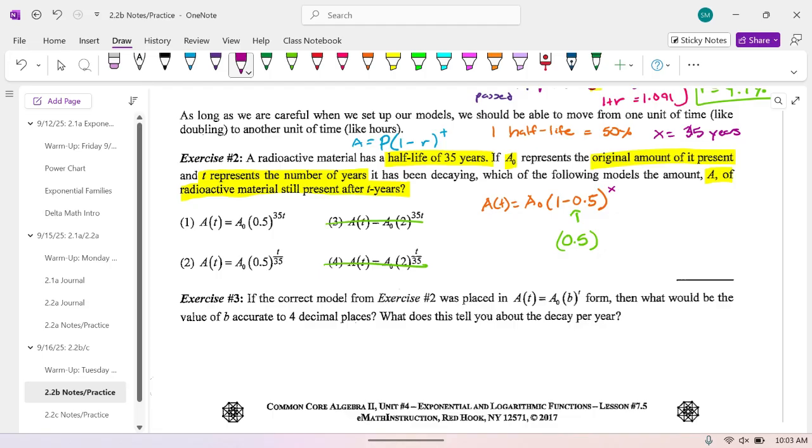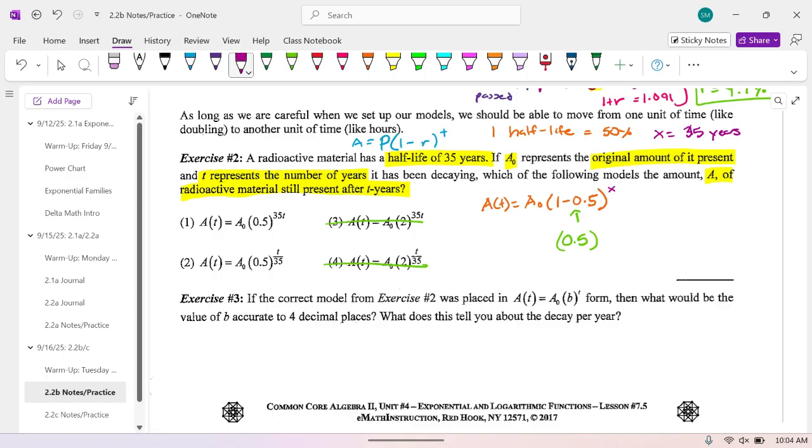So in other words, if I wanted to figure out how much of the substance is still left after, say, 5 years, would I have to divide that 5 by 35 or multiply that 5 by 35 to figure out the half-life? You'd have to divide by 35.